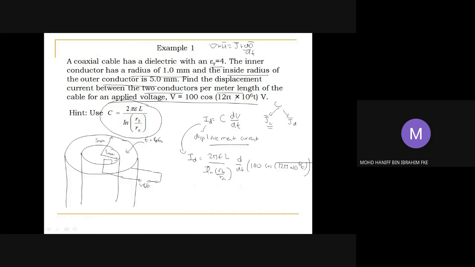Since we need to find the displacement current per meter length, I can bring L to the left hand side. So I'm going to have ID divided by L. That would be 2 pi epsilon.